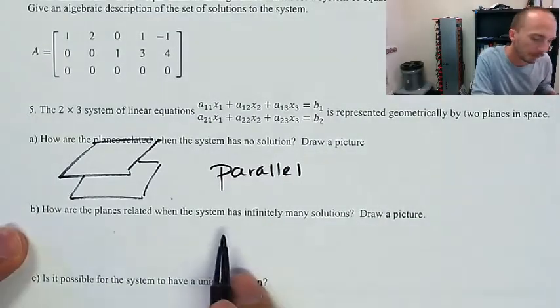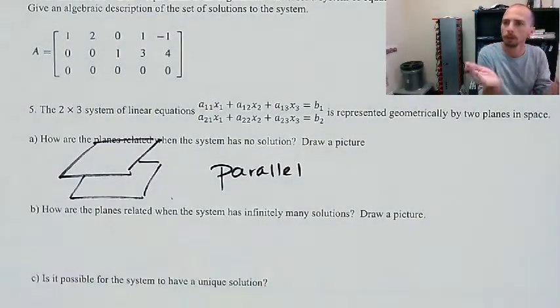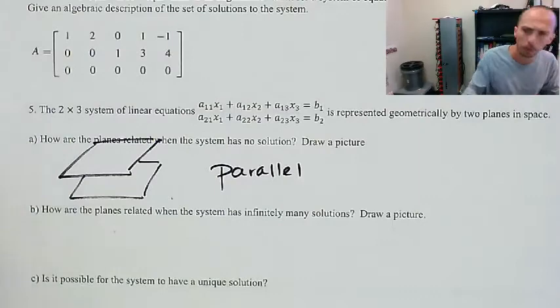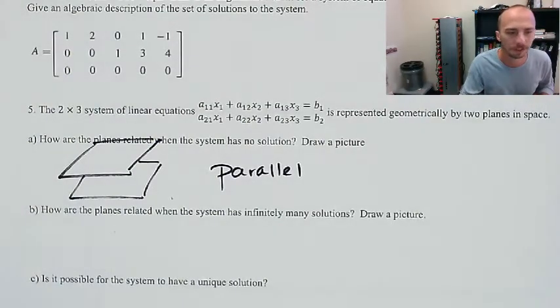How are the planes related when the system has infinitely many solutions? Well, that would be where they run into each other and it's a line. So let me draw that first.